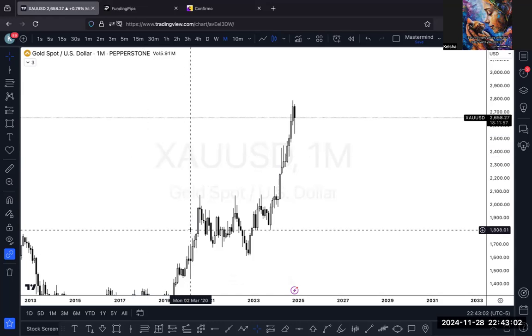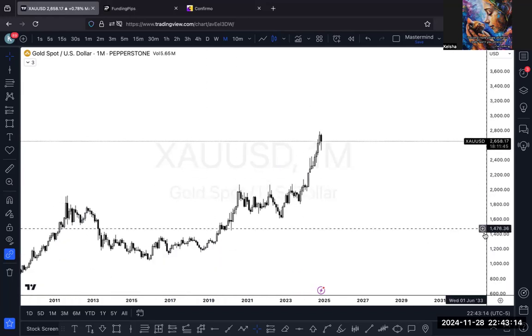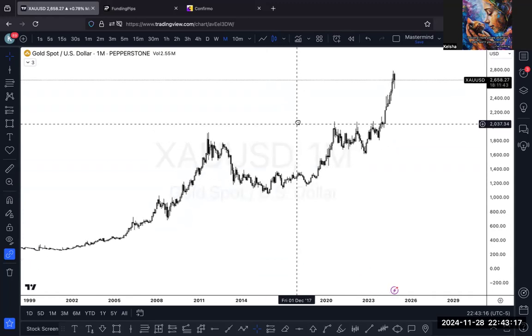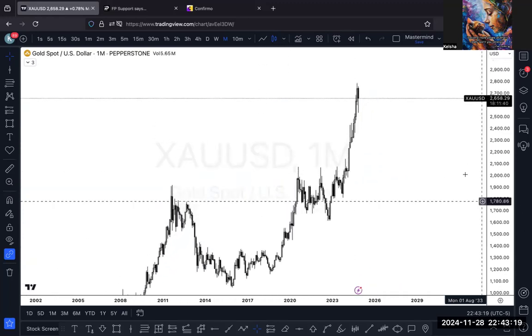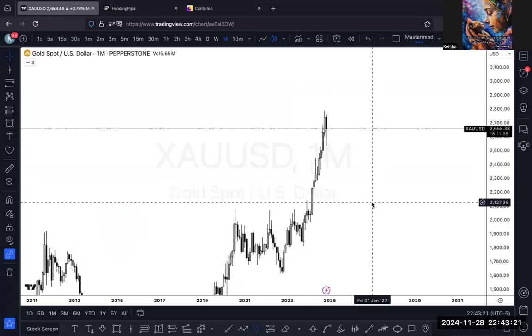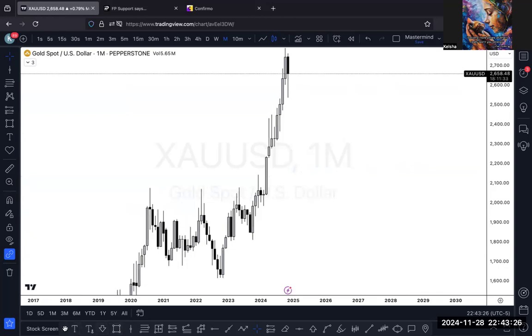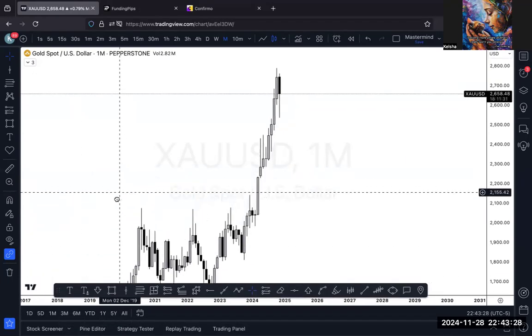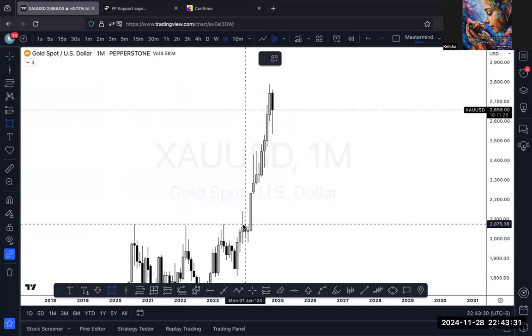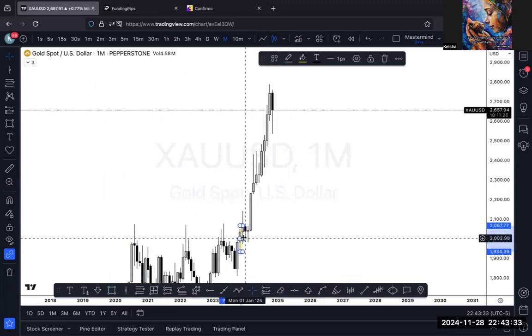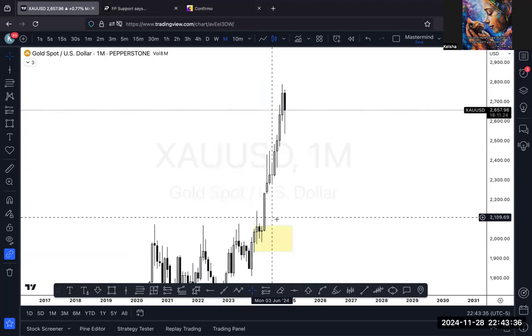Okay, so this would be a top-down analysis on gold from a supply and demand perspective. The first thing we want to do is look at the overall trend. We identify the trend as bullish. And then we just look for recent and relevant supply and demand zones alongside fair value, right? We do this for every time frame.